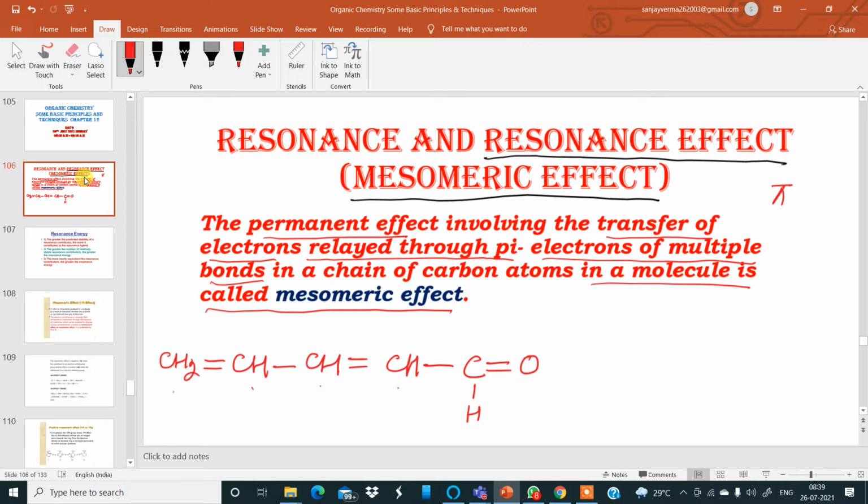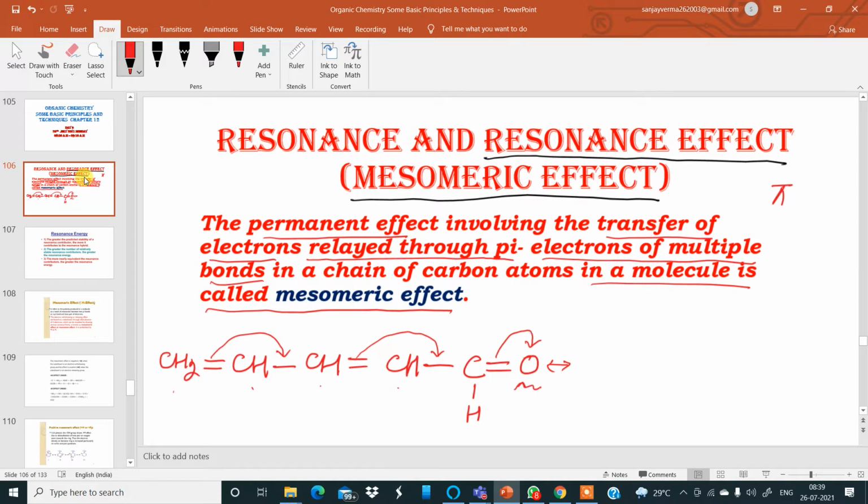Now on the aldehyde group you can see there is an oxygen, which is electronegative. So it will pull the pi electrons onto itself like this. If this happens, then the alternate multiple bonds are also pulled this way. This movement is called the mesomeric effect, and it is a permanent effect.